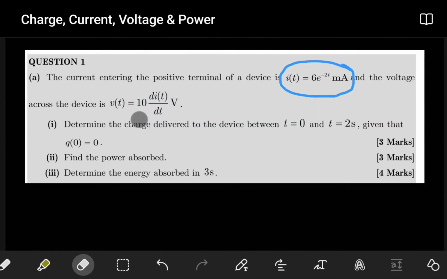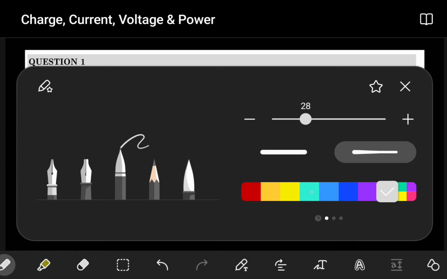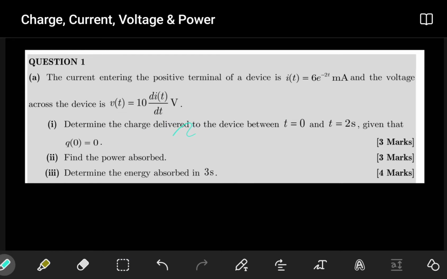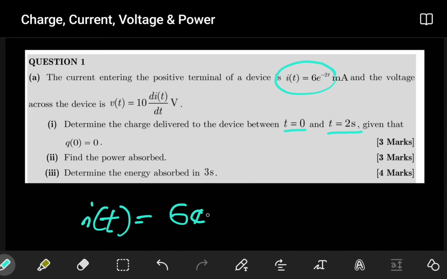Now look at the first part of this question. Look at what they're asking us. They say, determine the charge delivered to the device between t equals 0 to t equals 2 seconds. And then we're given an expression for current. Current is given to us by this function, 6 e to the power of negative 2t. So this function is what actually defines current in this case. And we're being told we're dealing with this from t equals 0 to t equals 2 seconds.